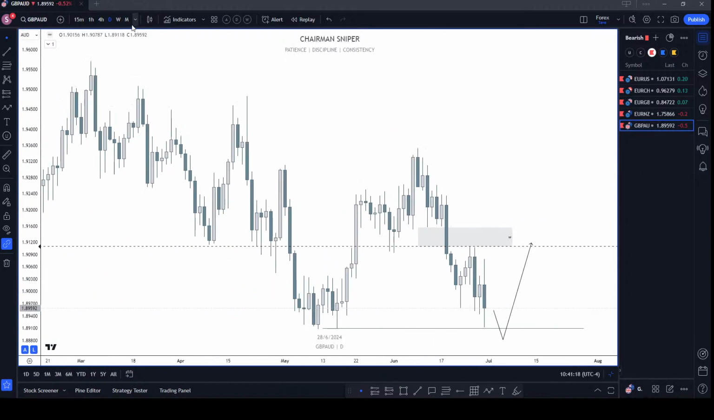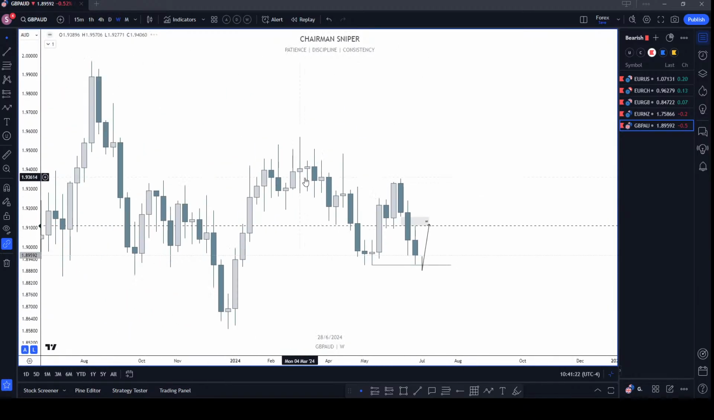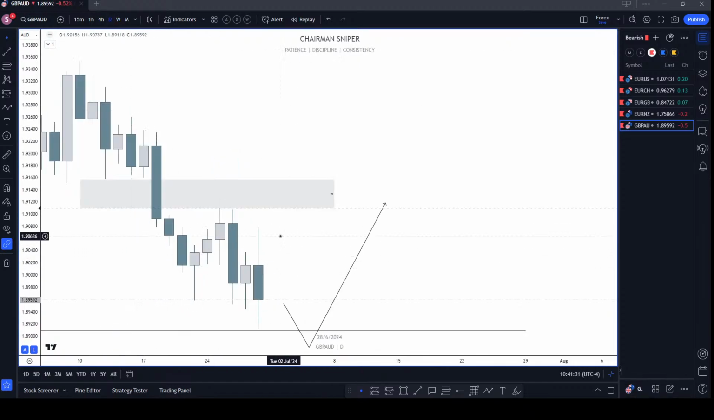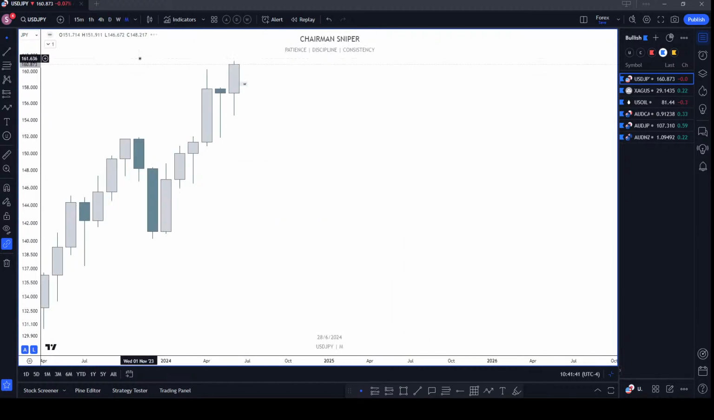GA, not looking for too much on GA. The monthly is overall bearish, weekly overall bearish. Just looking to see if price does decide to come back into this weekly fair value gap this week, which is possible but may not happen at all. So overall, the week is pretty much low probability. We don't have too much to look at.